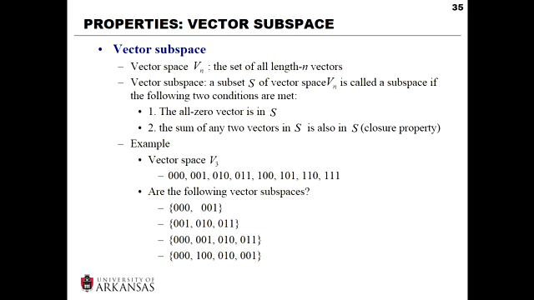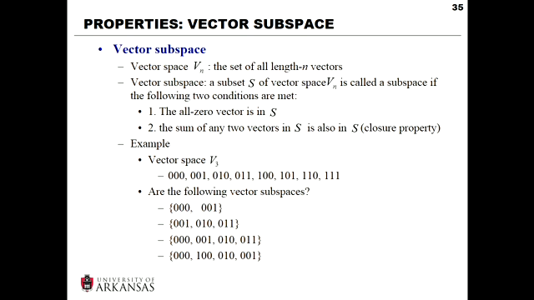As a simple example, let's see, n equals 3, so the vector space V3 is going to be the set of all the length 3 sequences. We have 8 of them: 1, 2, 3, 4, 5, 6, 7, 8. So that's the vector space. And we would like to find out whether the following subsets of the vector space are subspaces.